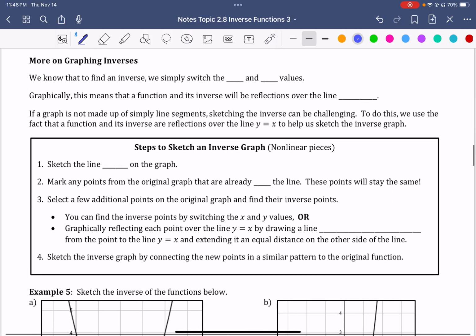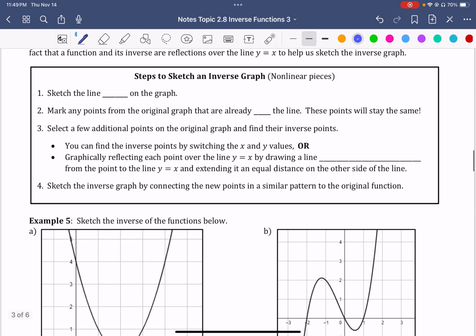Okay, more on graphing inverses. We know that to find an inverse, we simply switch the x and the y values. Graphically, this means that a function and its inverse will be reflections over the line y equals x. If a graph is not made up of simply line segments, sketching the inverse can be challenging. To do this, we use the fact that a function and its inverse are reflections over the line y equals x to help us sketch the inverse graph.